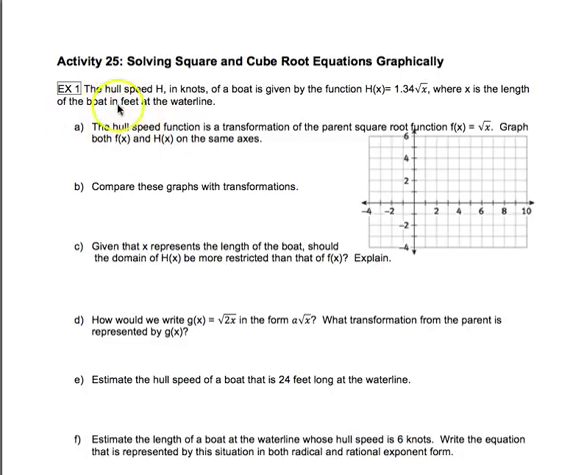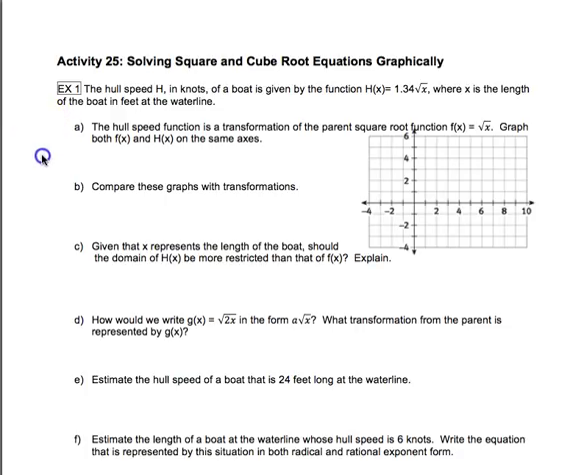So example 1 says the hull speed h in knots of a boat is given by the function h of x equals 1.34 times radical x, where x is the length of the boat measured in feet at the water line. So h stands for hull speed here, x stands for the length of the boat at the water line. So it tells us here in A that the hull speed function is a transformation of our parent graph, and it asks us to graph them both on the same axes.